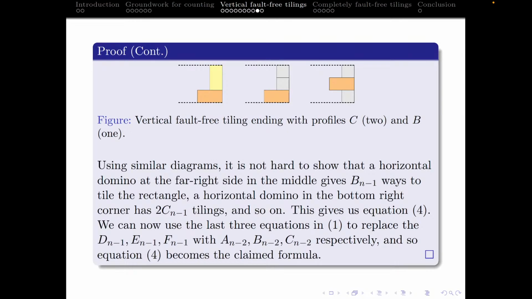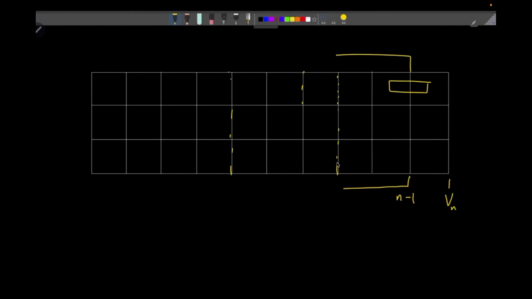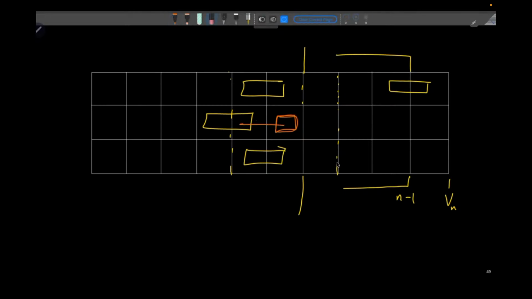Using similar diagrams, let's say we have the board up to this. Then let's say we have an E profile, so it has to look like this, and there is no other way than placing a square here. There has to be a square in this position, because placing a domino like this would cause a vertical fault right here, so we cannot do that.